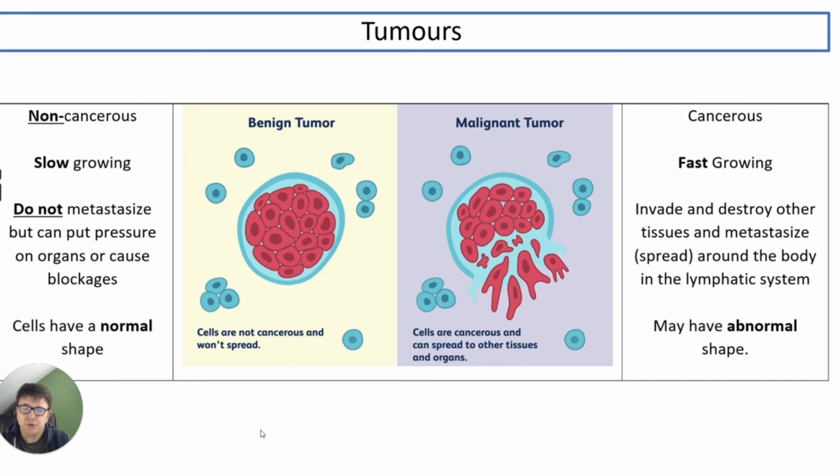Whereas malignant tumours, well, the cells are considered cancerous and they start to spread to other tissues and organs. They are fast growing, they invade and destroy other tissues and they spread around the body, particularly in the lymphatic system, and they also have an abnormal shape.